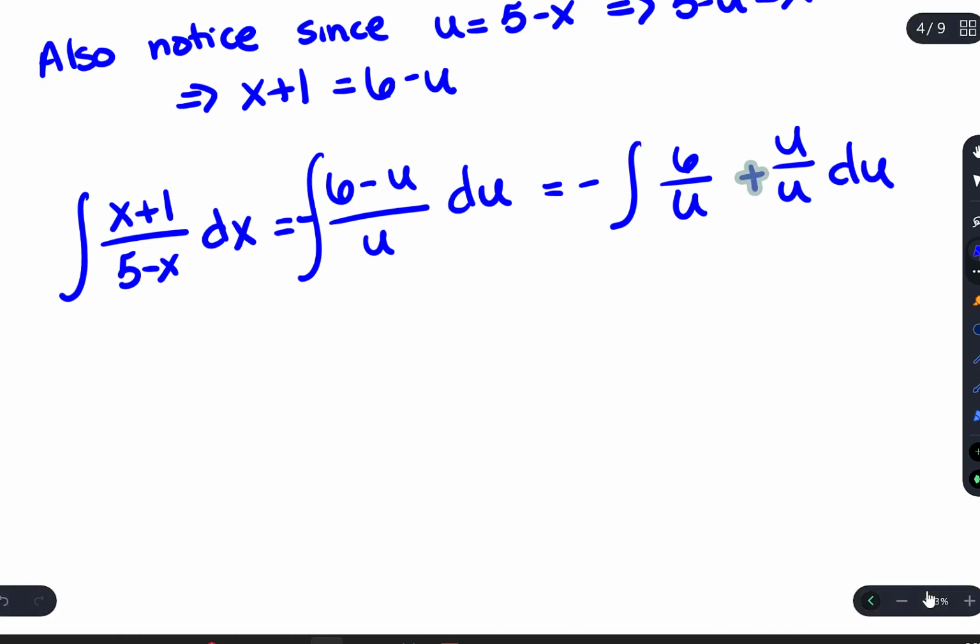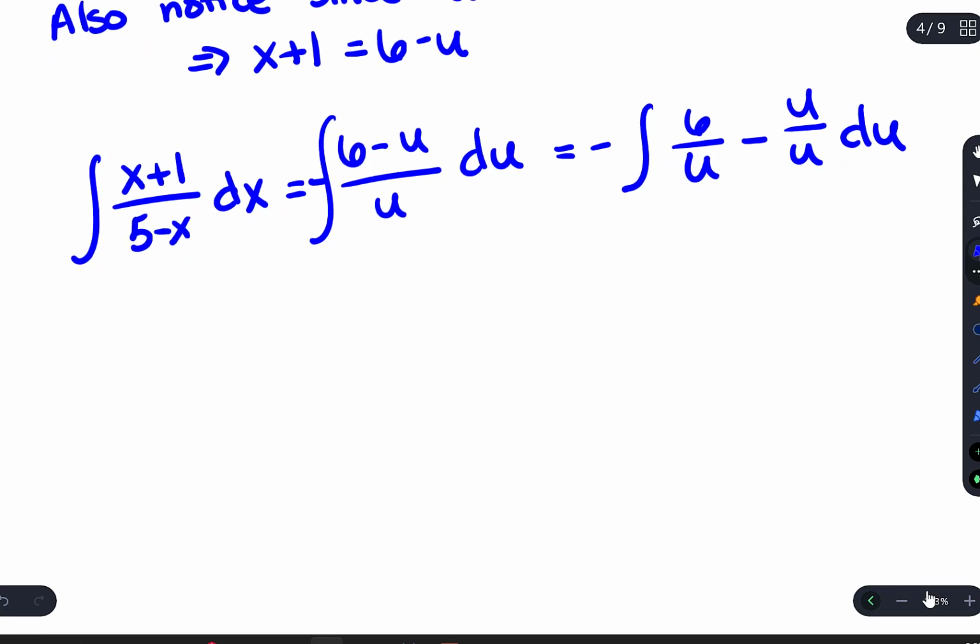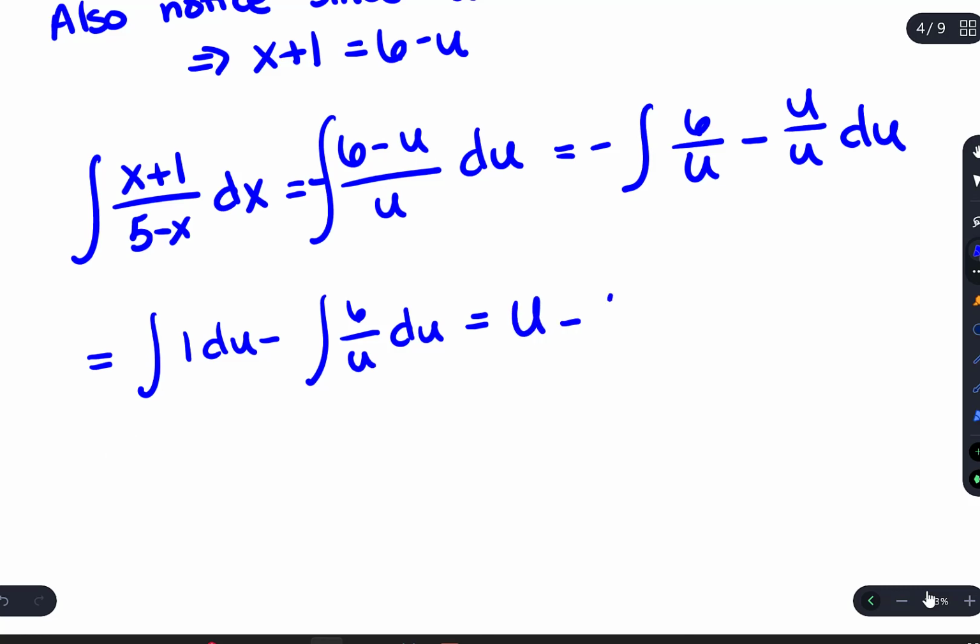This should be a minus u over u du. And so here we can break up that integral. Notice here we're going to have the integral of u over u du, which is just 1 du, minus the integral of 6 over u du. And so this is going to be equal to u for the first integral, minus 6 times the natural log of the absolute value of u plus c.